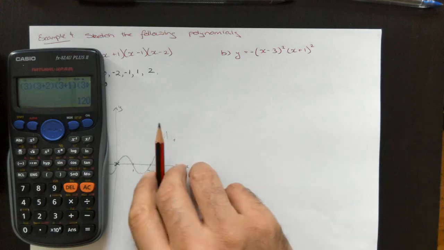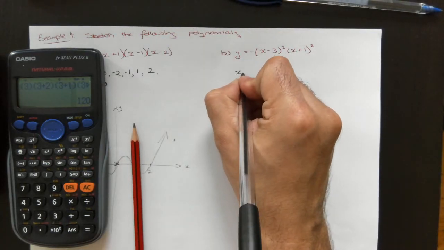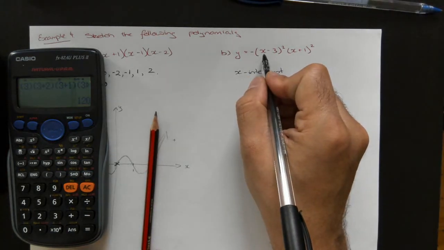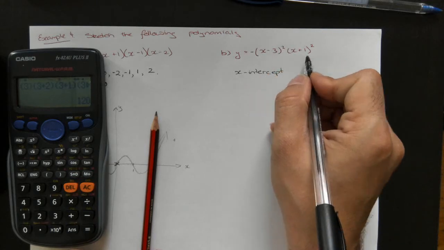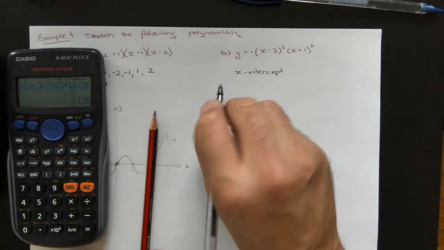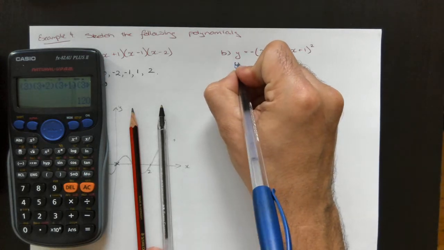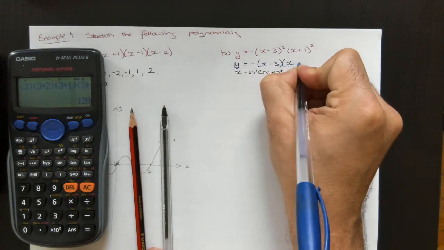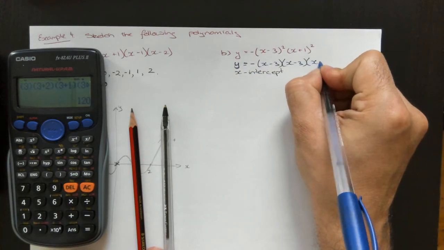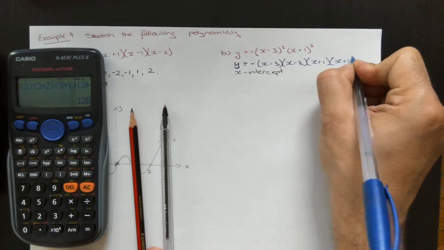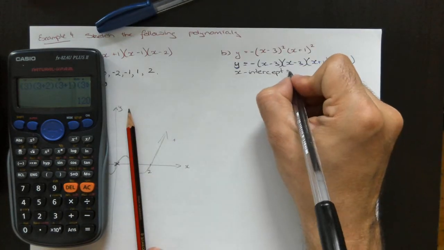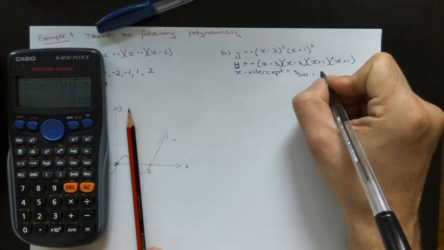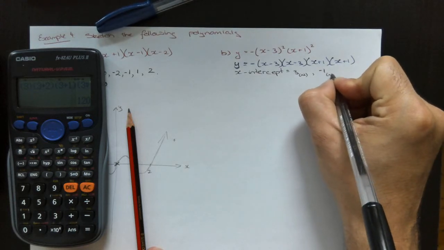Let's do the next one. First thing I want to do is my x-intercepts. This is quite interesting. We get x minus 3 all squared and x plus 1 all squared. Another way I can write that is y equals negative x minus 3, x minus 3 because it's squared, and x plus 1, x plus 1. So I get x-intercepts of 3 twice, so I'll write times 2 in the bottom here, and -1 twice.